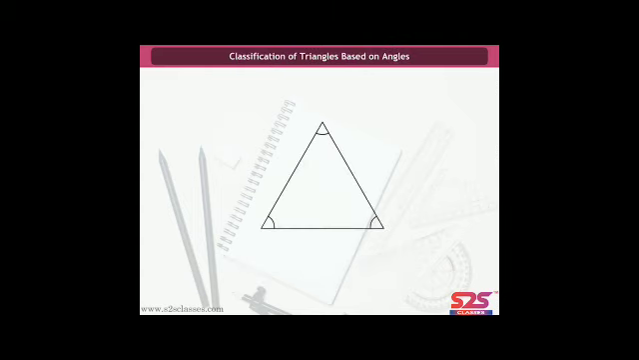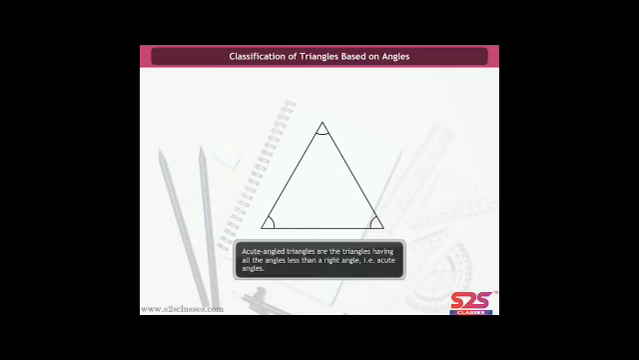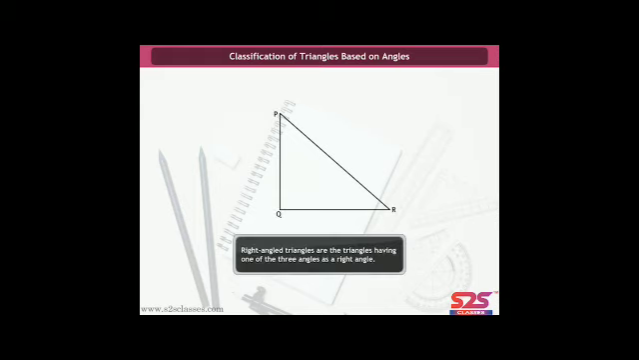We can also classify triangles on the basis of angles. Look at this triangle. Each of its angles is less than a right angle. That is, all the angles are acute angles. This triangle is known as an acute angled triangle. Now let us look at this triangle PQR. It has one angle as a right angle. So we call this triangle PQR a right-angled triangle.